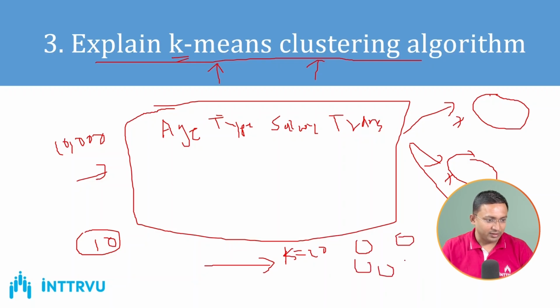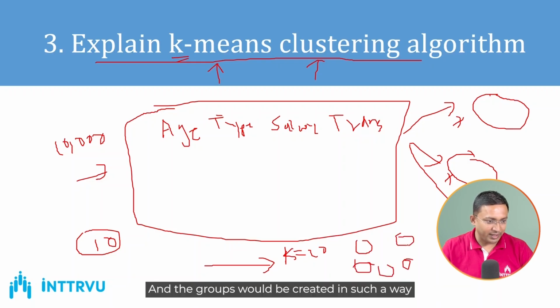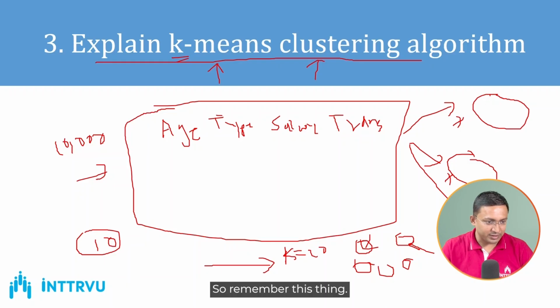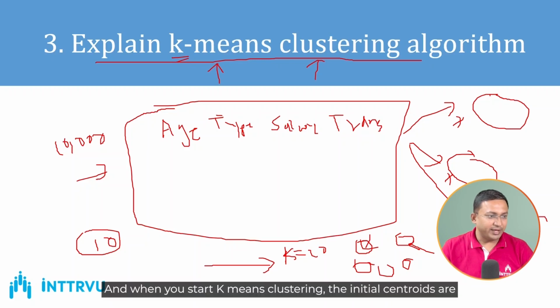on the similarity. And the groups would be created in such a way that all the data points within the same cluster are similar to each other. K-means clustering uses the Euclidean distance metric. So remember this thing. And when you start k-means clustering, the initial centroids are selected randomly.